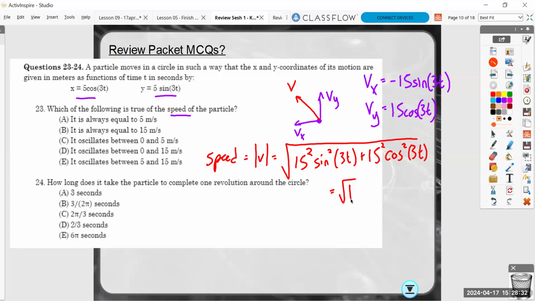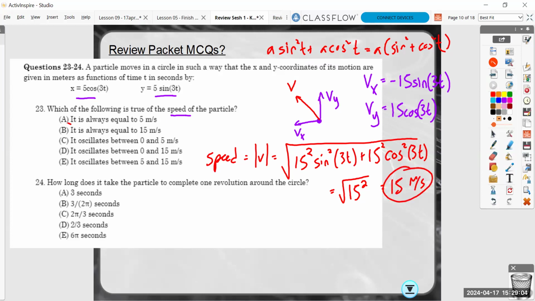This is not equal to 1. Something sine squared plus something cosine squared gives you that thing, like a sine squared plus a cosine squared. If I factor that out, I get a times sine squared plus cosine squared, and just that coefficient remains. So that cancels. So what's its speed? 15.